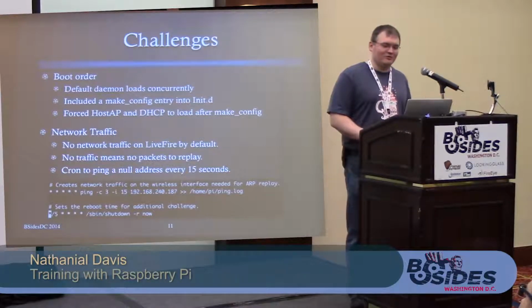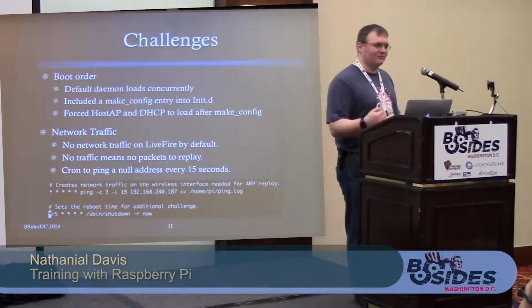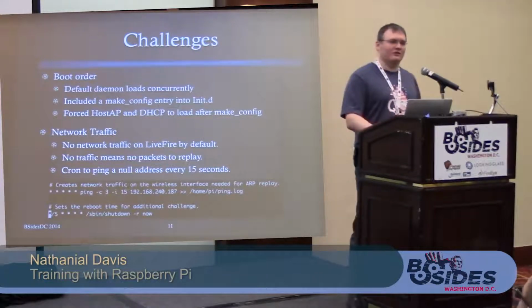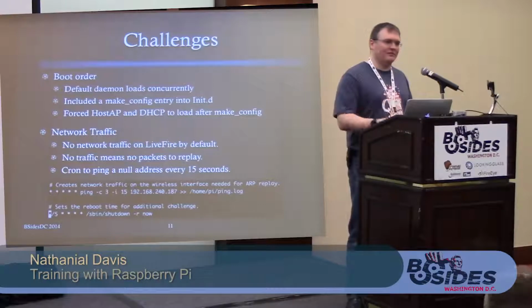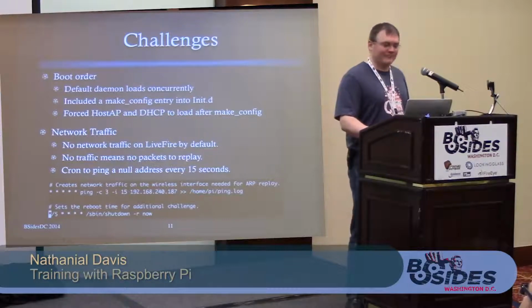So I actually had to go through and force hostapd and DHCP to wait until I'd actually created the config file. So I actually had to create a make config daemon, put it in there in the proper order so that it would read through and then come up. Otherwise, I'd get DHCP failure, I'd get hostapd failure, all of these warnings, and yet again, going, why did this happen?